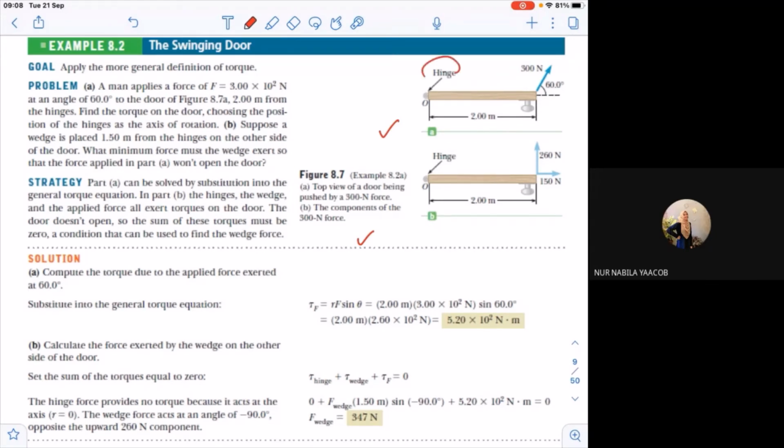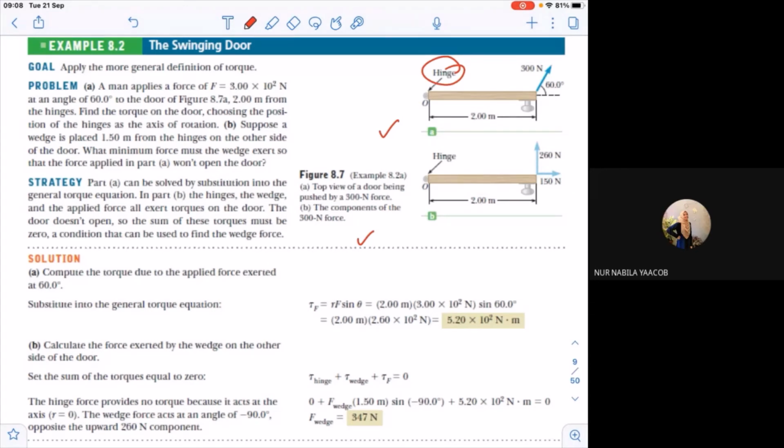So this is the hinges, and this one is the doorknob. He applied 300 Newton at 60 degrees, at a slight angle there. Choosing the position of the hinges as the axis of rotation, find the torque on the door.